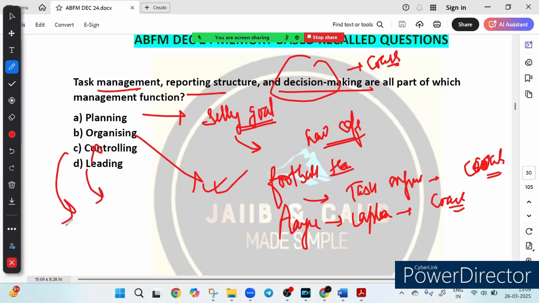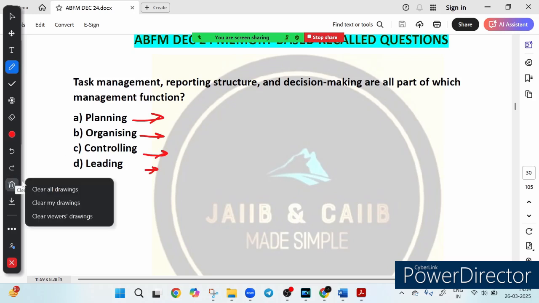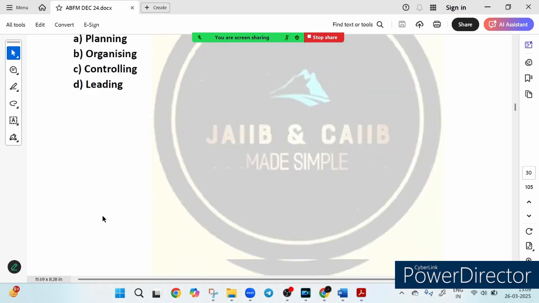What about leading? Leading is about motivating and guiding employees to perform well. A football captain motivates and encourages the team to win, but he does not assign team roles or set the reporting structure. So let's quickly summarize. Planning is all about setting the goals. Organizing is about assigning the tasks. Controlling is about monitoring and correcting mistakes. And leading is about motivating. I hope that makes sense to you. Now let's see the next question of this previous year asked memory based question.